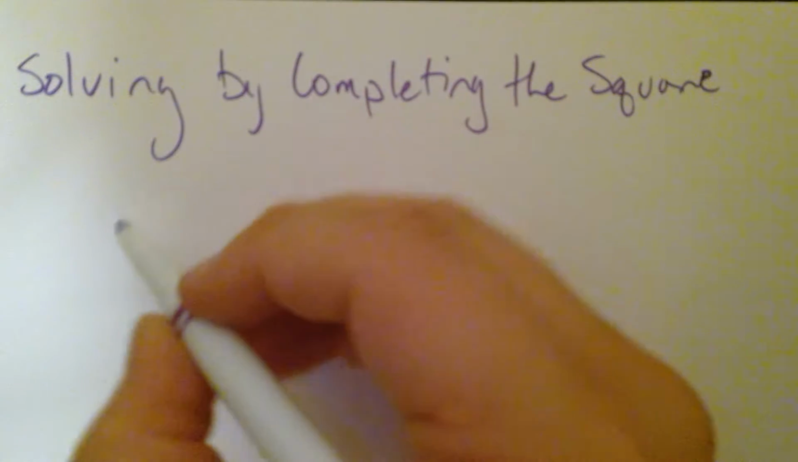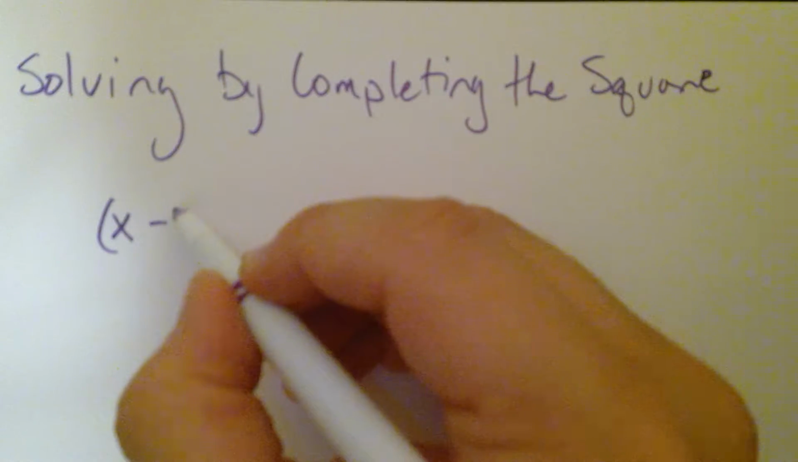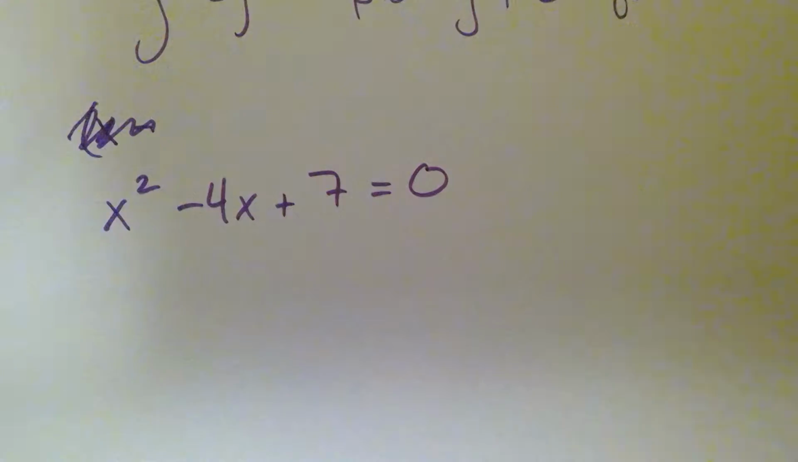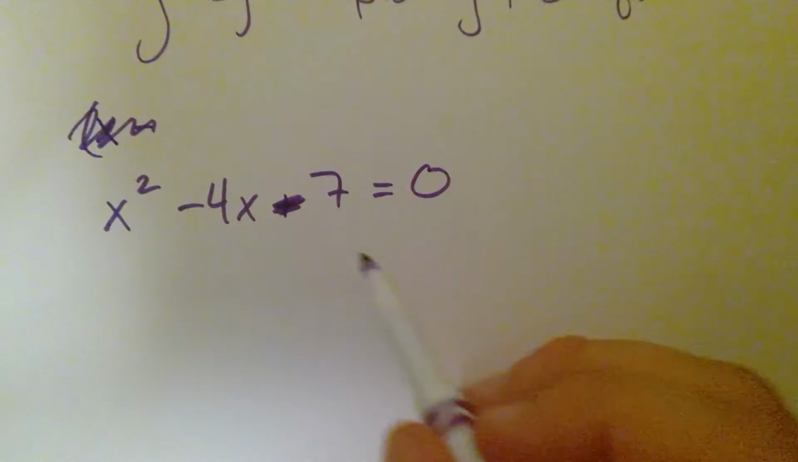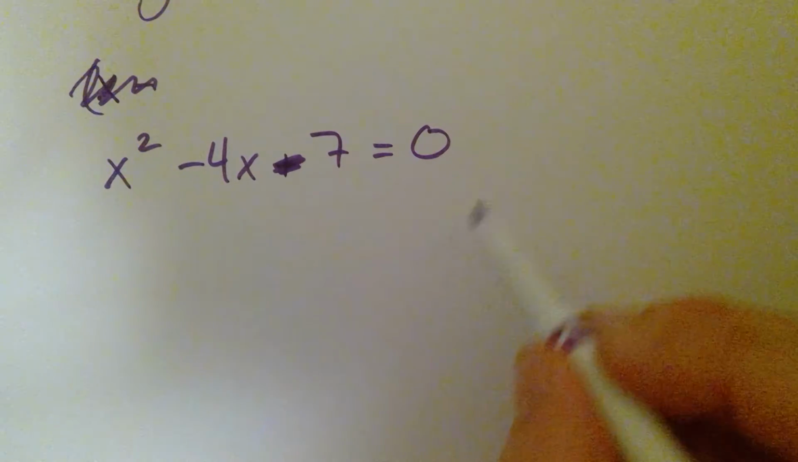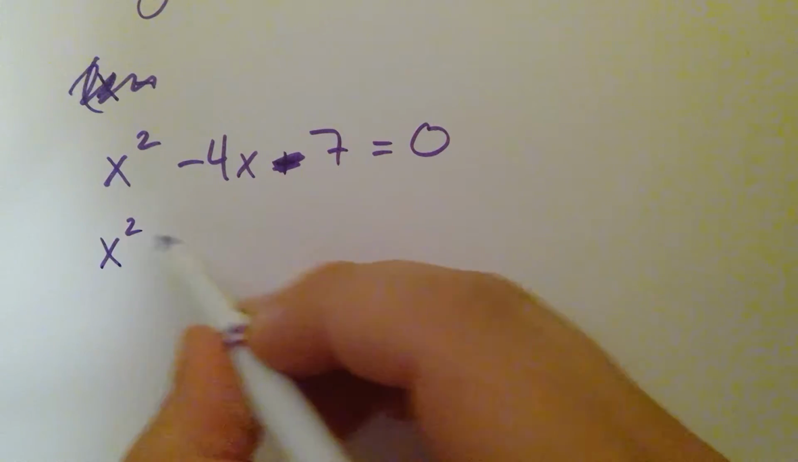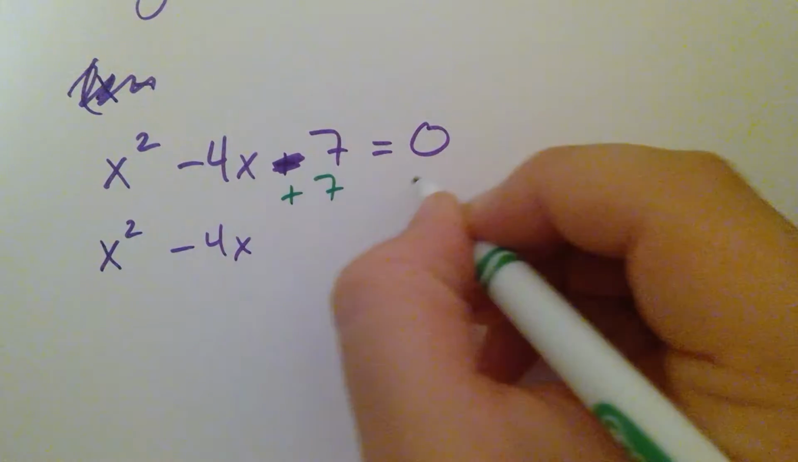So let's get into vertex form. Let's go x squared minus 4x plus 7 equals 0. Okay, so first off, we need to get everything over to the right. y is 0, so we're good there. So we have x squared minus 4x, and we do minus 7 on both sides, so plus 7 plus 7.